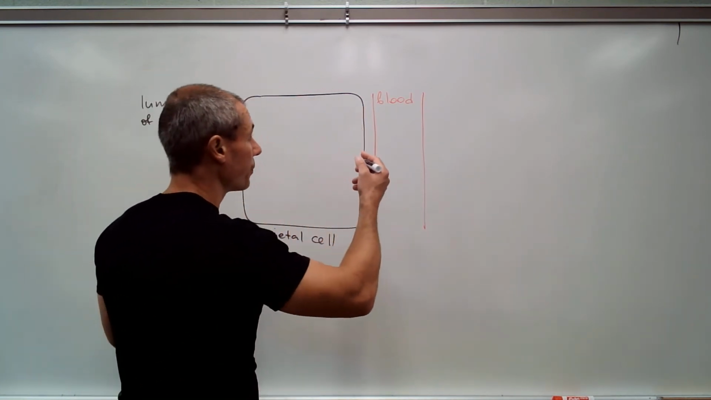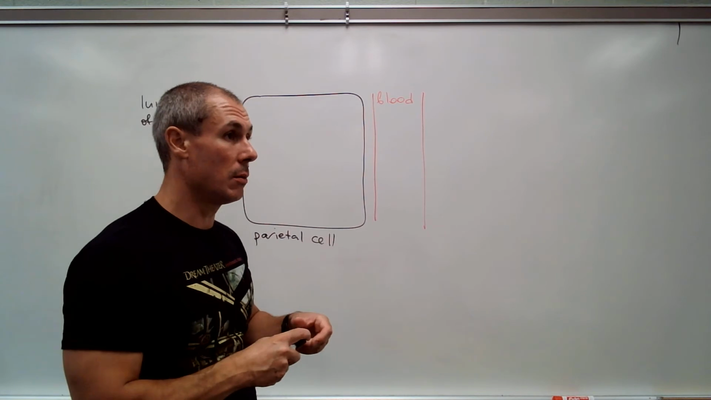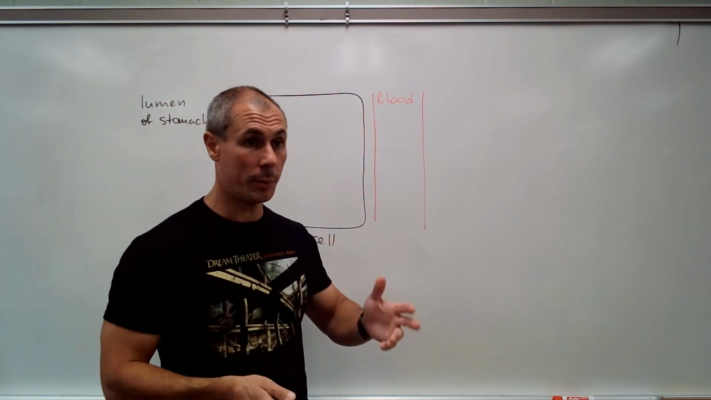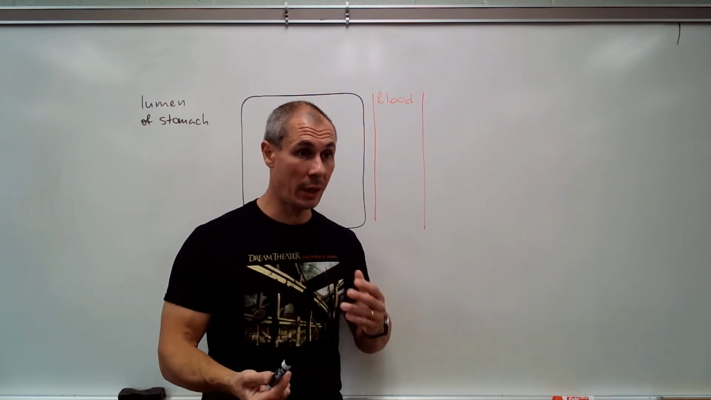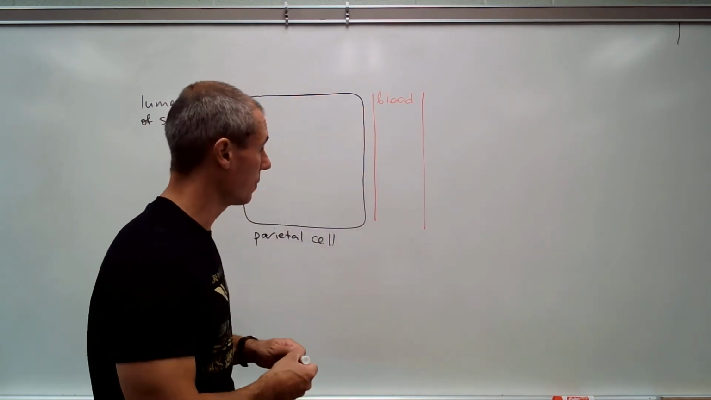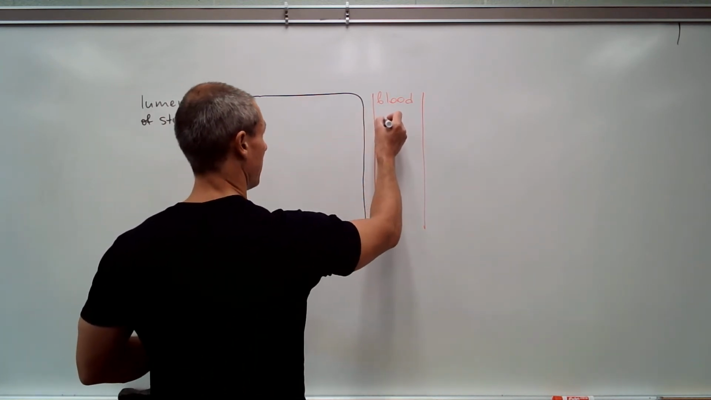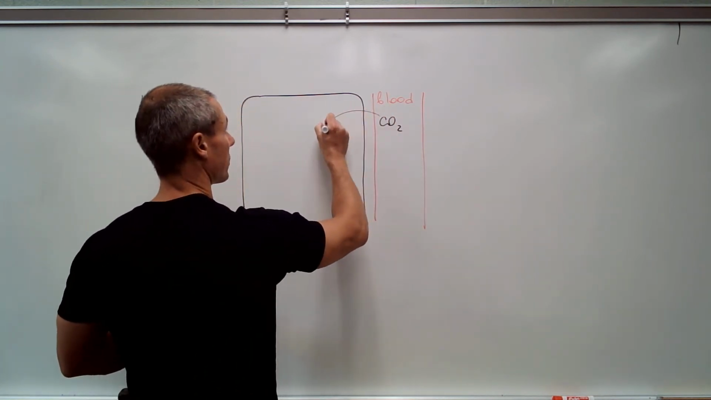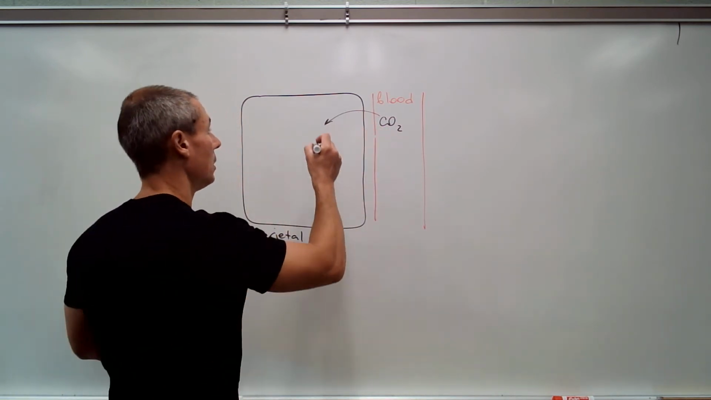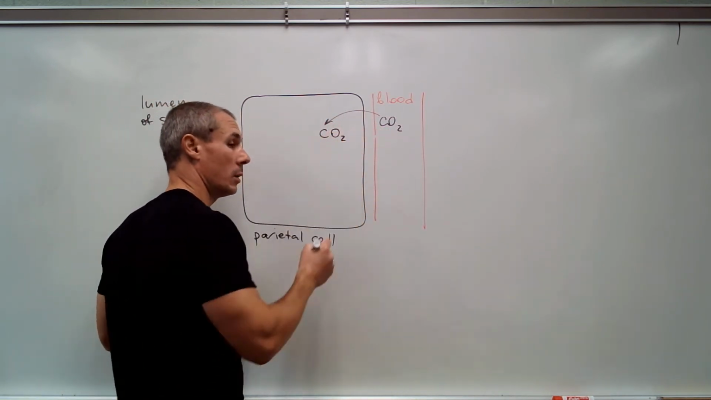So check this out. The only molecule that we have in abundance in our body that can change pH is carbon dioxide. It's an acidic gas. So carbon dioxide diffuses from the blood, and you imagine we have an abundance of CO2 in the blood, right? So CO2 ends up in the parietal cell.